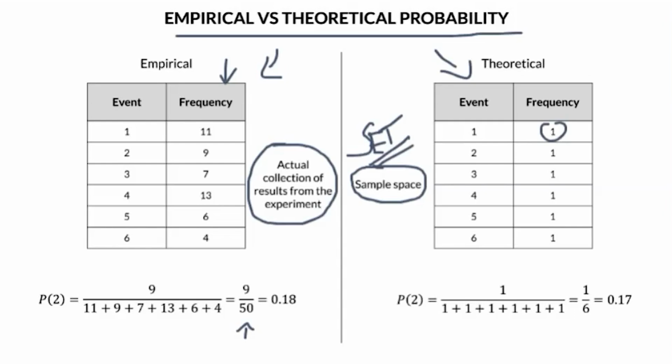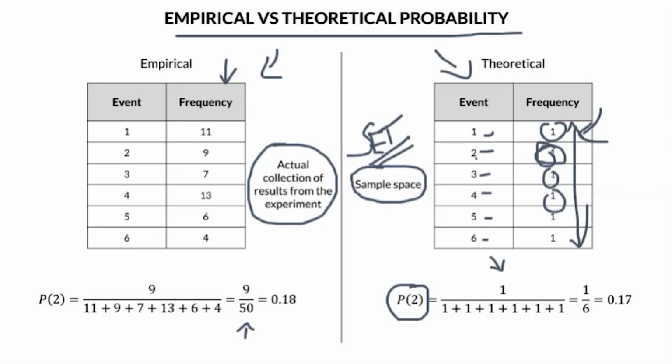You see these frequencies, 1, 1, 1, 1, 1. These frequencies cannot be anything but 1, because our assumption is that the numbers on a die have the same chance of occurring. So all the frequencies will be reduced to the same frequency, right? And then if you want, for example, probability of 2, you will say, okay, 2 is 1 out of 6, right? So this is how you calculate: 1 divided by 1 plus 1 plus 1, 1 out of 6. And I get 0.17. This is theoretical.